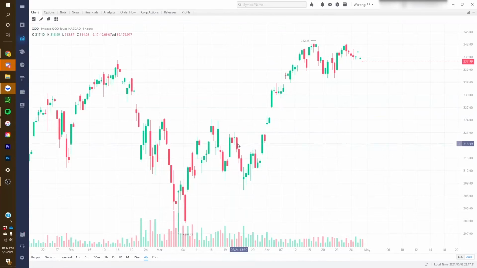And then with the red candles, it opened with this candle right here. It opened right here, and it headed down, and then it went all the way down to that low right there, but it didn't close at that low. It closed right here. So that's how you read candles.